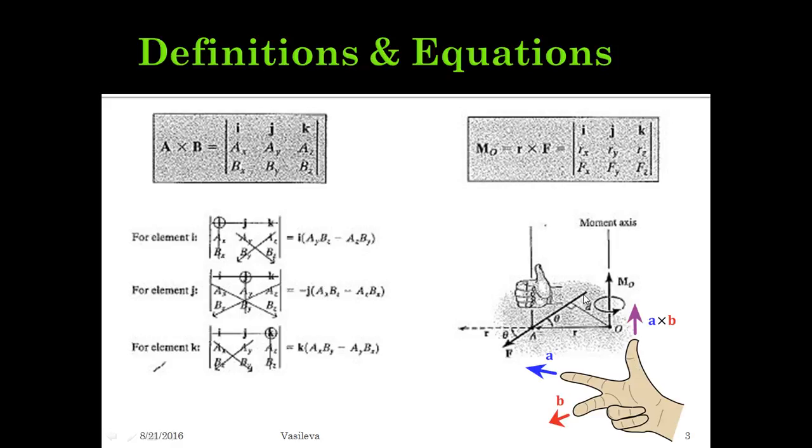It's very helpful. Also, the way that your fingers curl, so in this case they're curling this way, that basically means that that's the rotation that will occur based on the forces and the way that they're causing the moment. So a rotation will occur this way.